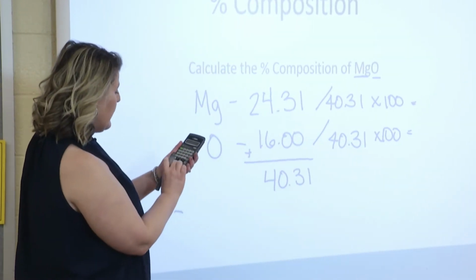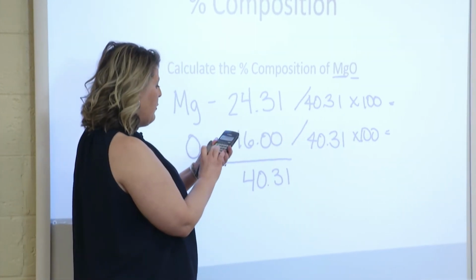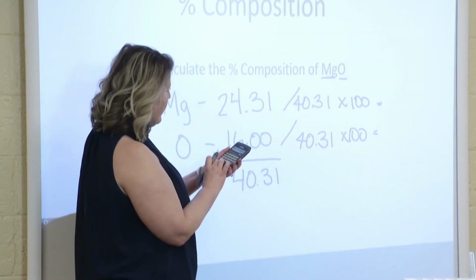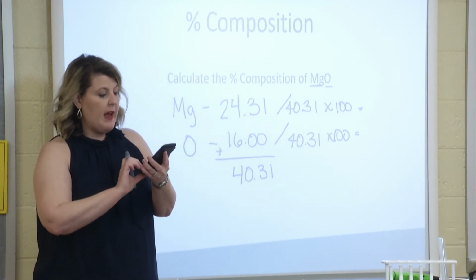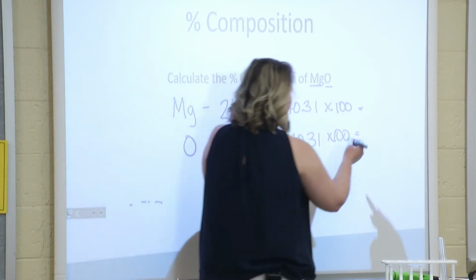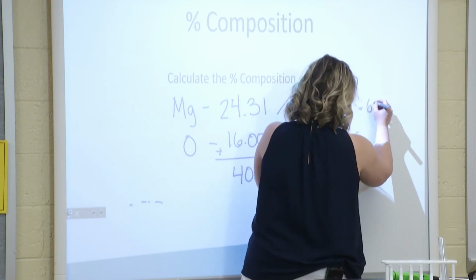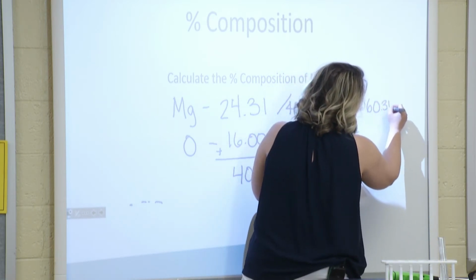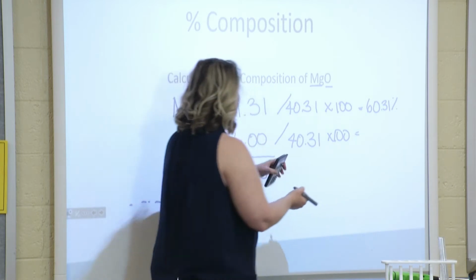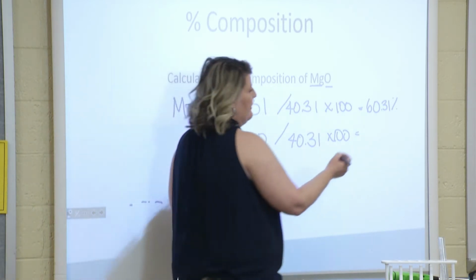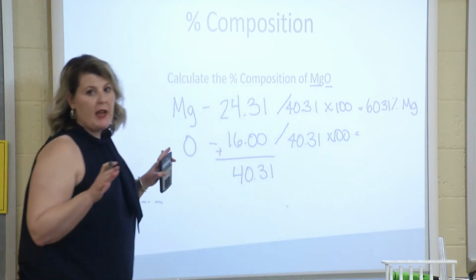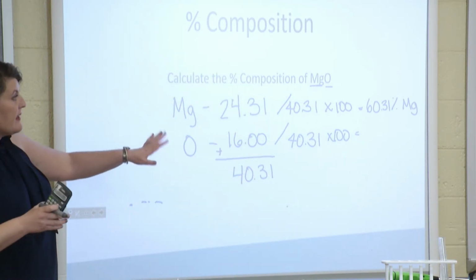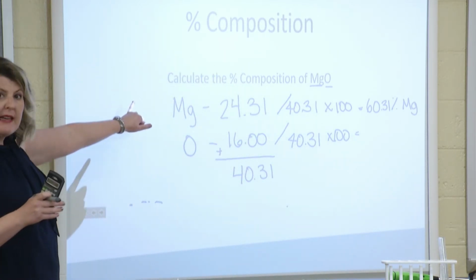So if I look at the first one, I'm going to say 24.31. I'm going to divide that in my calculator by 40.31, and then multiply that by 100. And that gives me, to 2 decimal places, 60.31% of this compound is magnesium. So remember, we don't want to leave any numbers out there without units. So on the end of this, I'm going to put percent magnesium.